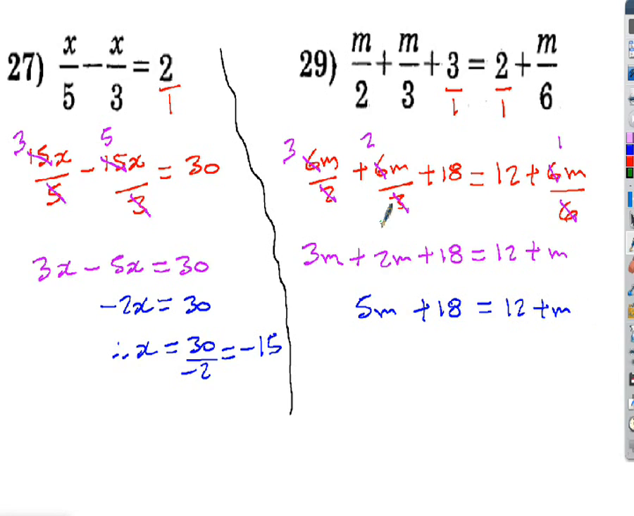So now subtracting 1m from both sides of the equation and subtracting 18 from both sides of the equation, I'll be left with 4m on the left hand side, that's 5m take away the 1m, and on the right hand side I'll be left with negative 6, that will be 12 subtract the 18. So in this case m is equal to negative 6 divided by 4, or negative 3 upon 2. If you want that in decimals, of course, that would be equal to negative 1.5.